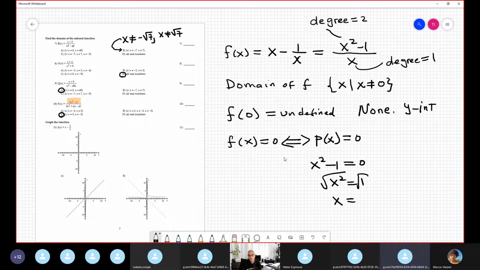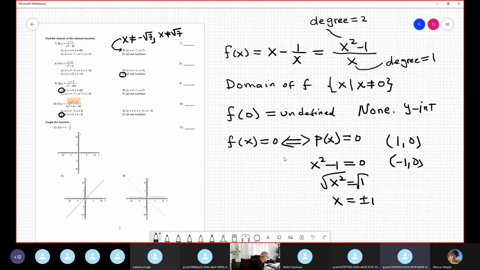Is plus or minus 1. So then we have (1, 0) and (negative 1, 0). This is the X-intercept. Beautiful.